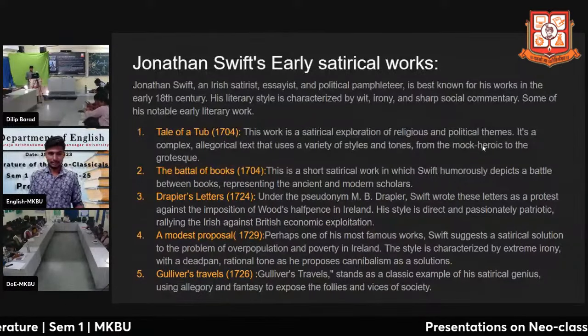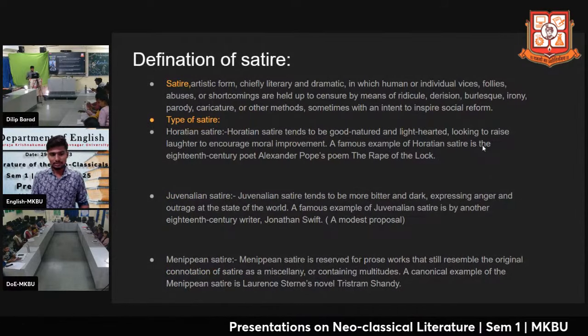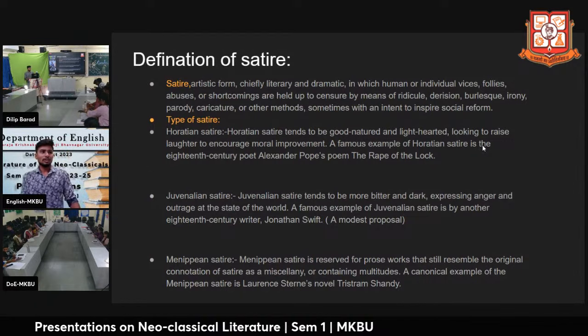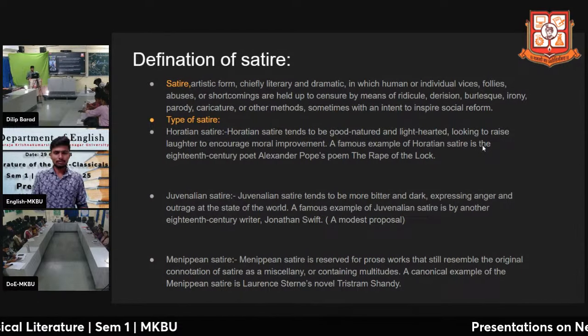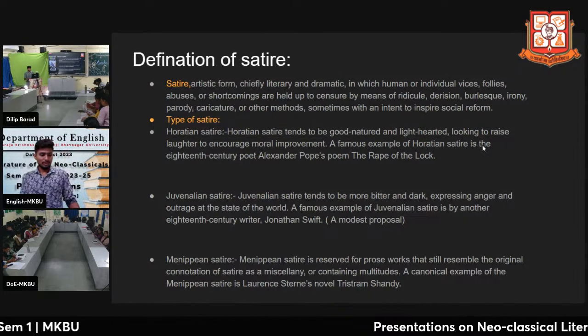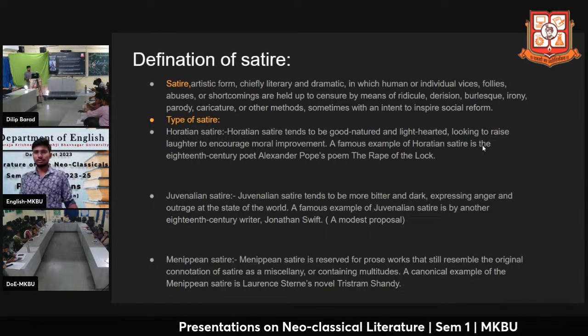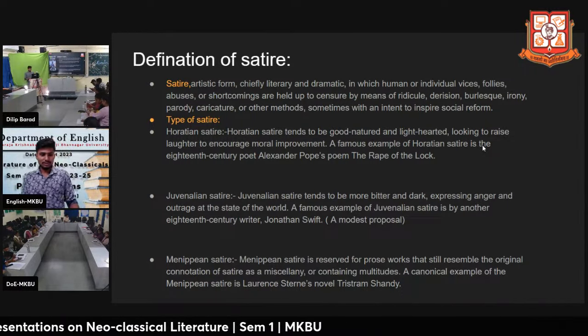Definition of satire. Satire, an easy definition, is the use of witty humor and parody, mainly to contrast social and political commentary of the time.